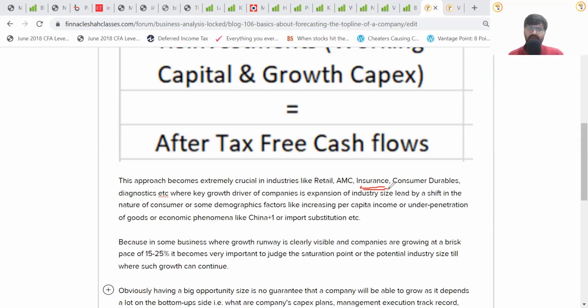So in such industries, if you are analyzing any company which belongs to such industries, I think the preferred pattern is the top-down approach pattern. And one example like Zomato, we just did right now. Again, there the top-down approach would be a better approach.